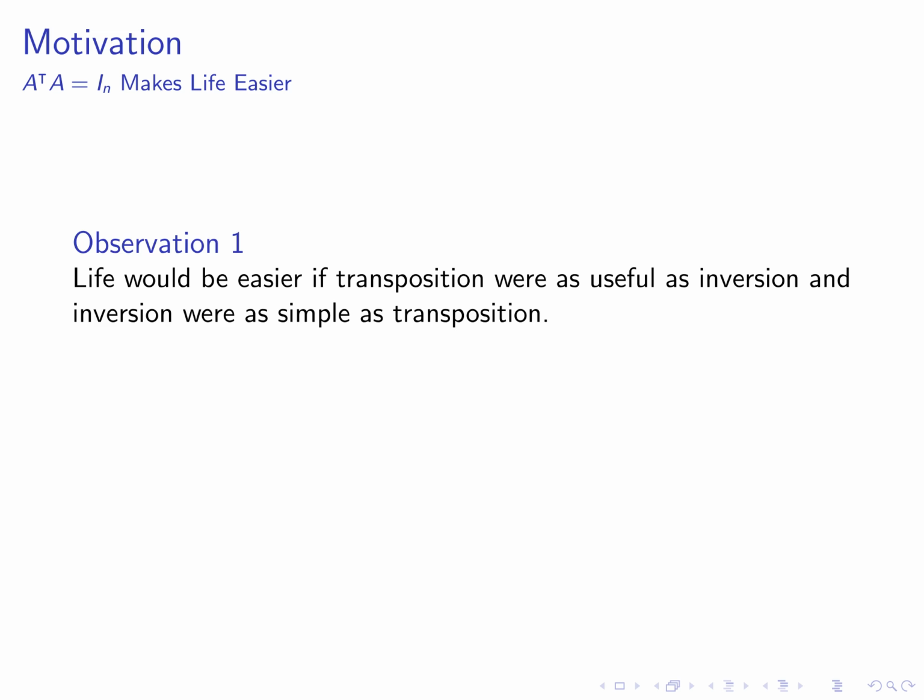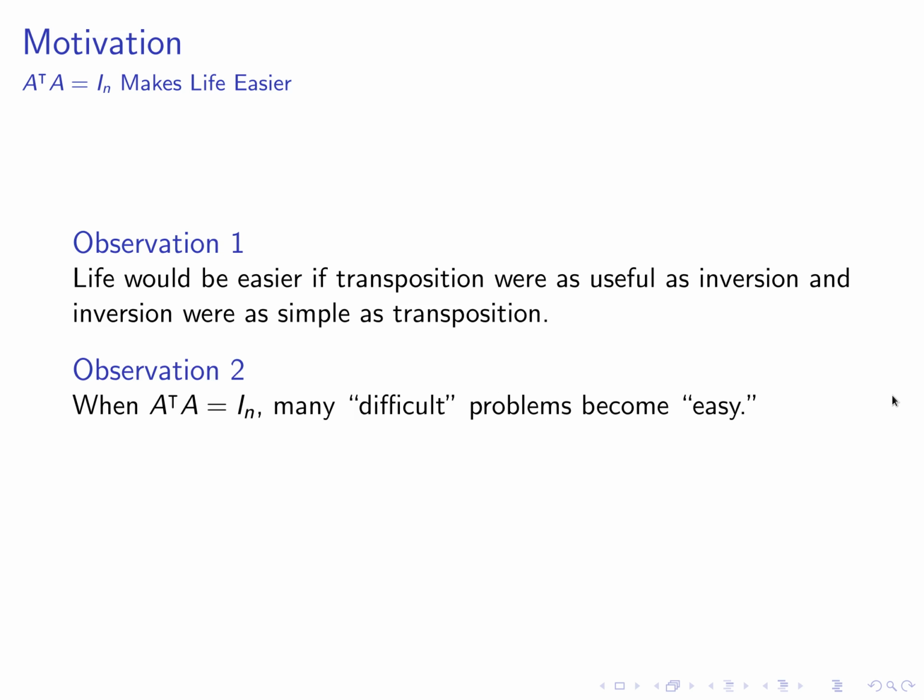So what are the lessons to learn from these observations? Well, one, life would be a lot easier if transposition were as useful as inversion, and inversion were as simple as transposition. Another way to state this, maybe more mathematically, is to note that when A transpose times A is the identity, so when the Gramian of our matrix is the identity, many of the difficult problems we've been working on suddenly become much easier to work with.